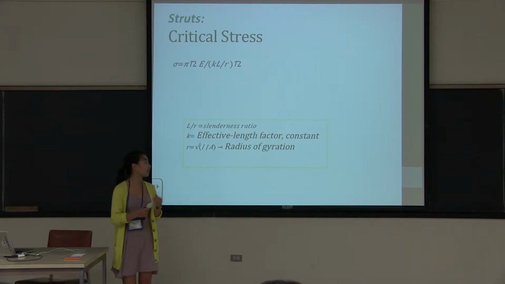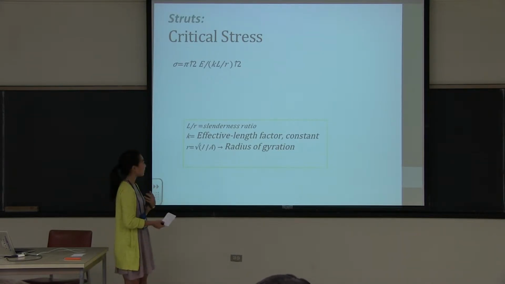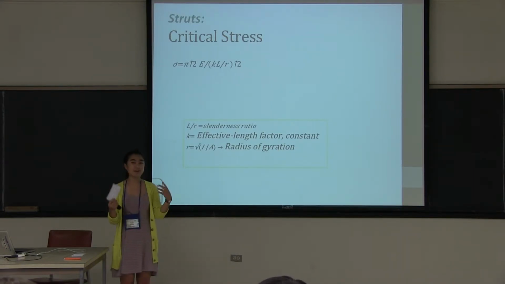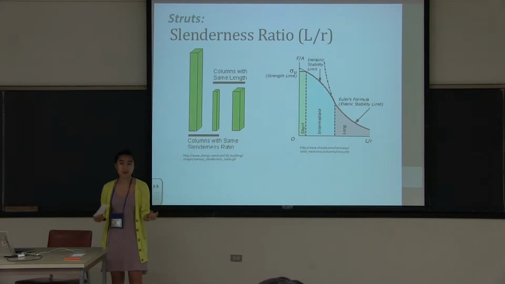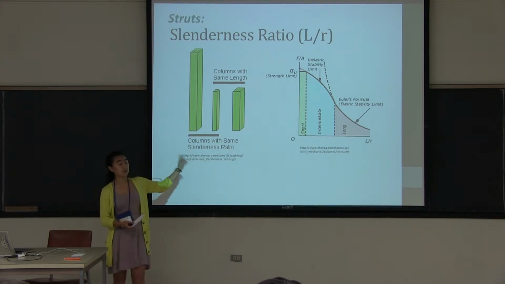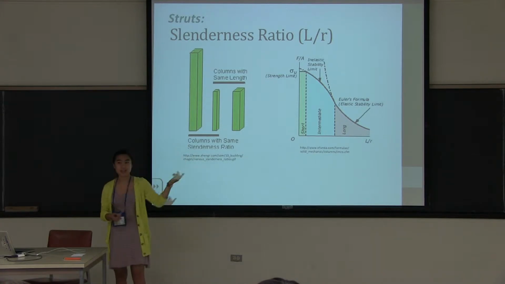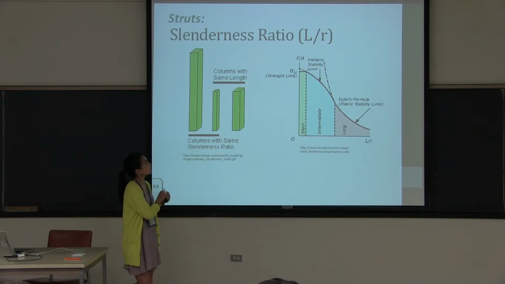And so you look at the slenderness ratio of the beam and the effective length ratio, which I'll talk about later, and also the radius of gyration. If you have a smaller radius of gyration, then you have a smaller critical load. So this is the slenderness ratio. It's kind of like the proportion of the beam length to the width. As the slenderness ratio increases, the amount of load that it can hold decreases.